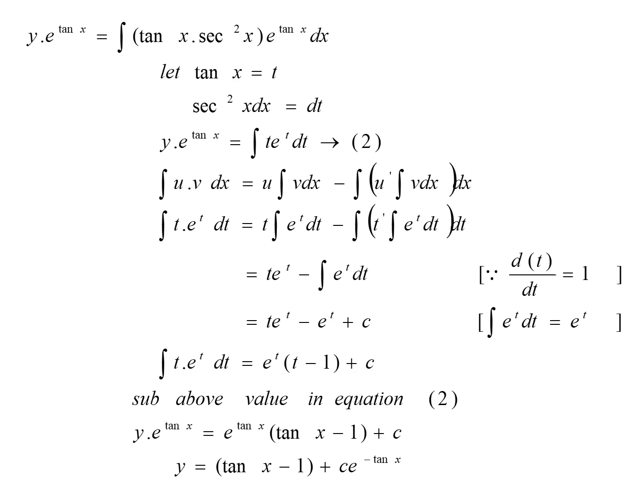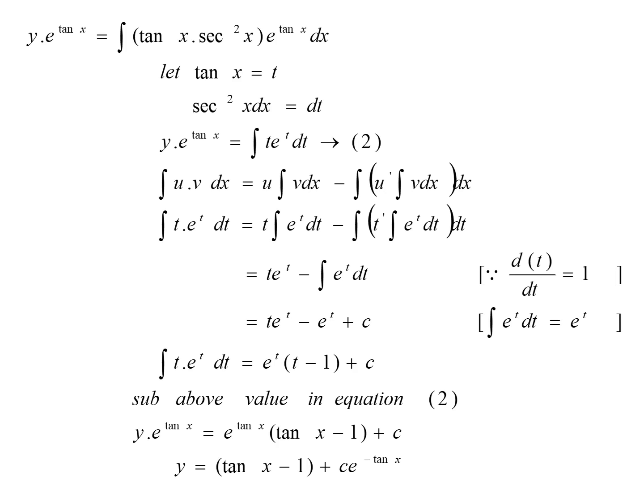Equating left and right hand side, integral t into e power t into dt is equal to, take e power t as common, e power t into t minus 1 plus c. Now substitute this value in the above equation 2. Write down equation 2 left side part as it is, y into e to the power of tan x, which is equal to, in equation 2 instead of the right side part we got the value e to the power of t into t minus 1 plus c, no? Again replace t as tan x value. Then we got e to the power of tan x into tan x minus 1 plus c.